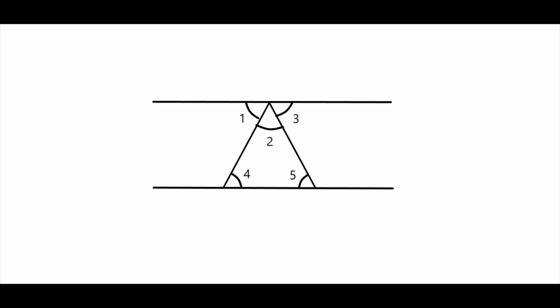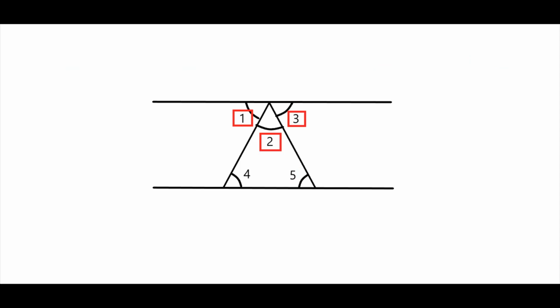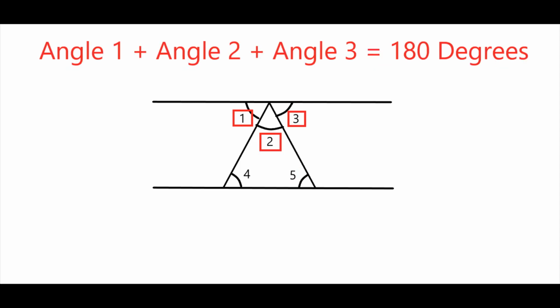The 5 relationships between angles that we talked about earlier are called theorems, and we're going to use one of those theorems here. It's the alternate interior angles theorem. And what this theorem will tell us is that angles 1 and 4 and angles 3 and 5 are the same angle. We're also going to use the supplementary angles theorem to know that angles 1, 2, and 3 have to add up to 180 degrees.